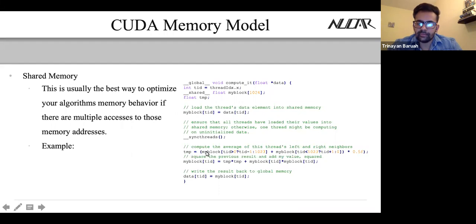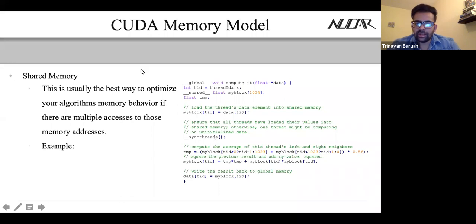And then you can ignore this because this is application specific. It's calculating some temp variable. But an important thing to notice is that now it's updating my block and then writing the result back to global memory. So it's storing the result back to data again. So if I don't place this sync threads, you can imagine what will happen, right?